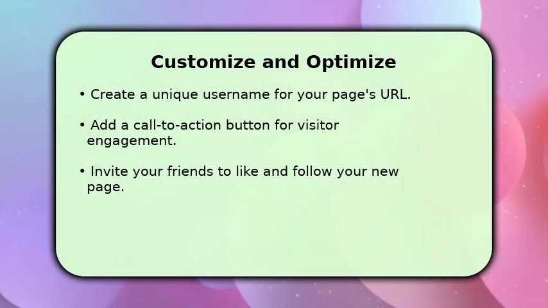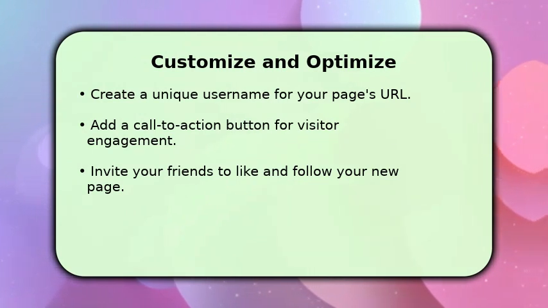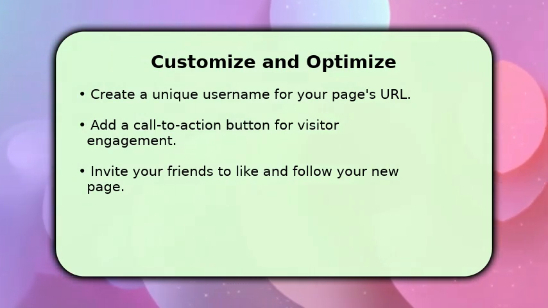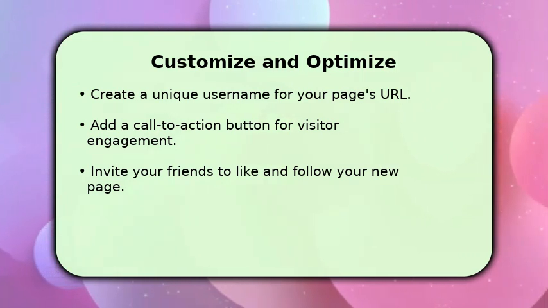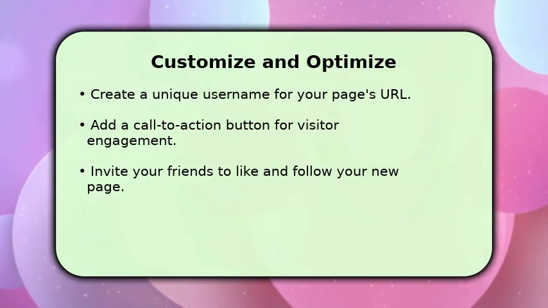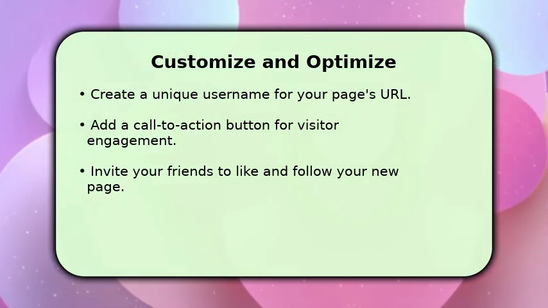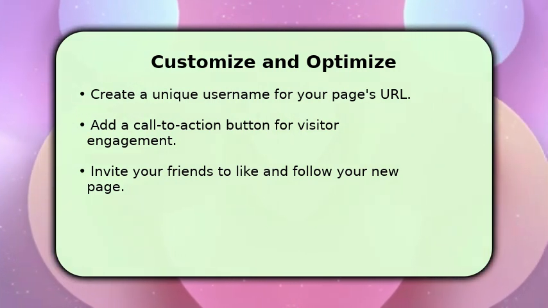Now, let's customize and optimize your page for better visibility. Create a custom username, which will also form part of your page's unique URL, making it easier to share. Add a call to action button, like Send Message or Shop Now, to guide visitors. Finally, start building your audience by inviting your friends to like and follow your newly created public page.